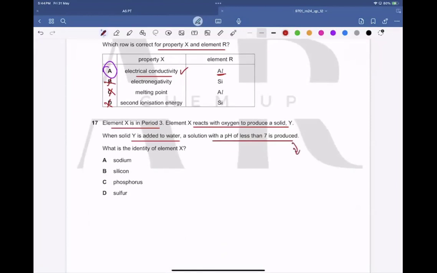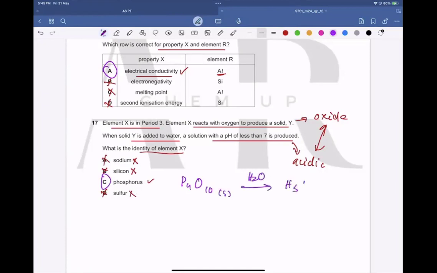Okay. So this makes it acidic. So it's an oxide and it's an acidic oxide, right? Identity of X. Sodium forms a basic oxide. Silicon forms an acidic oxide, but silicon oxide doesn't dissolve in water, right? So B goes wrong as well. Sulfur oxides are acidic, but gaseous in nature, right? So D and A are wrong. Phosphorus oxide, yes, it is the correct answer because phosphorus oxide P4O10 is solid. And when it dissolves in water, we get phosphoric acid, which is acidic.